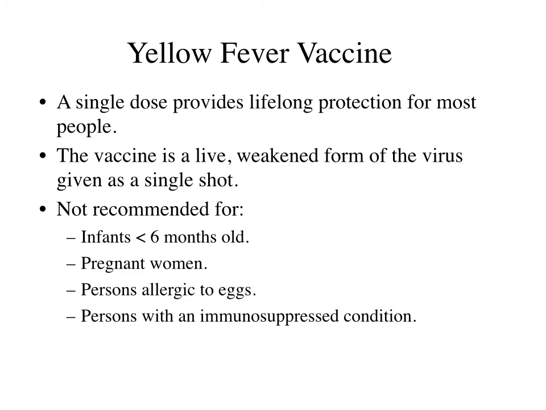Another issue with the vaccine is that because it's produced in chicken eggs, it takes a long time to grow it up. So if we were to have a really large outbreak of yellow fever, it would be hard to produce enough vaccine very quickly to handle it.